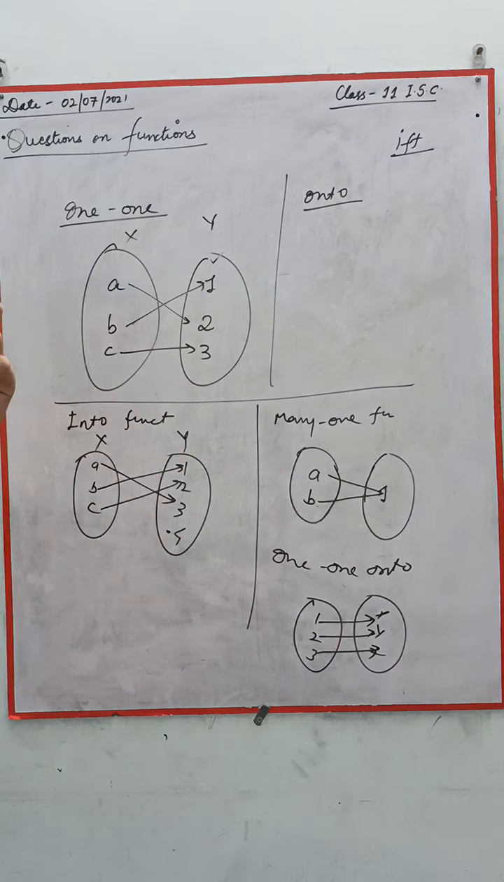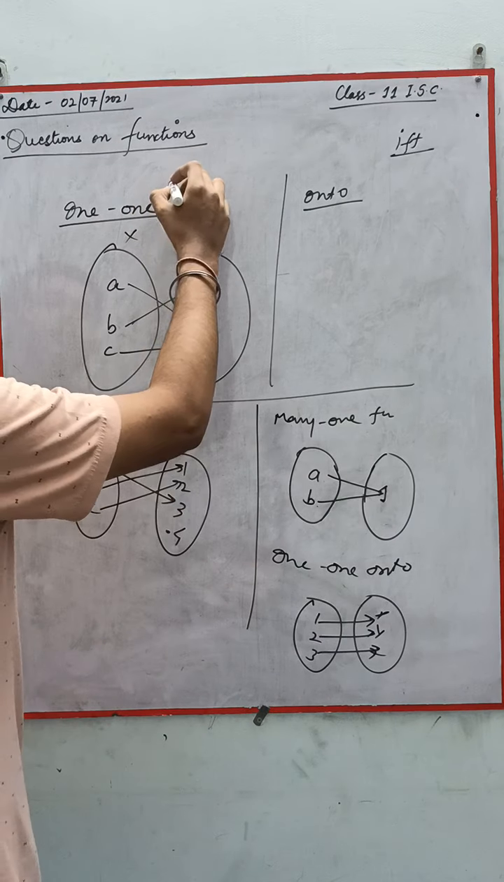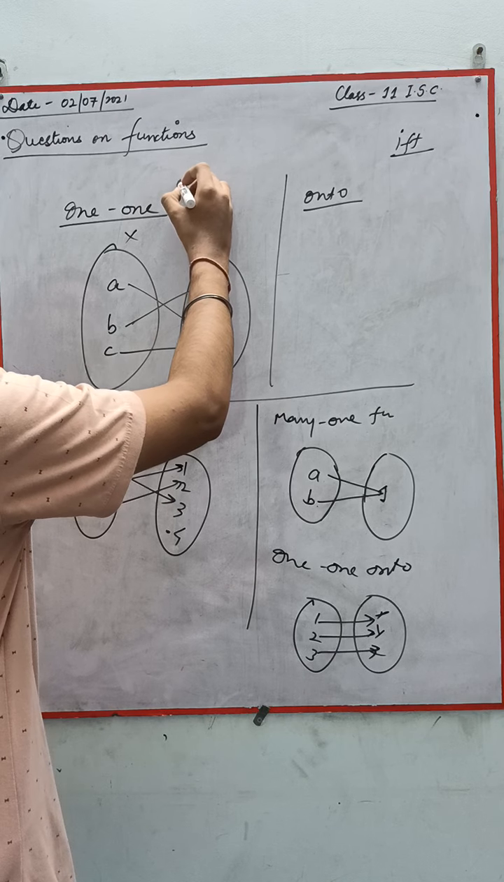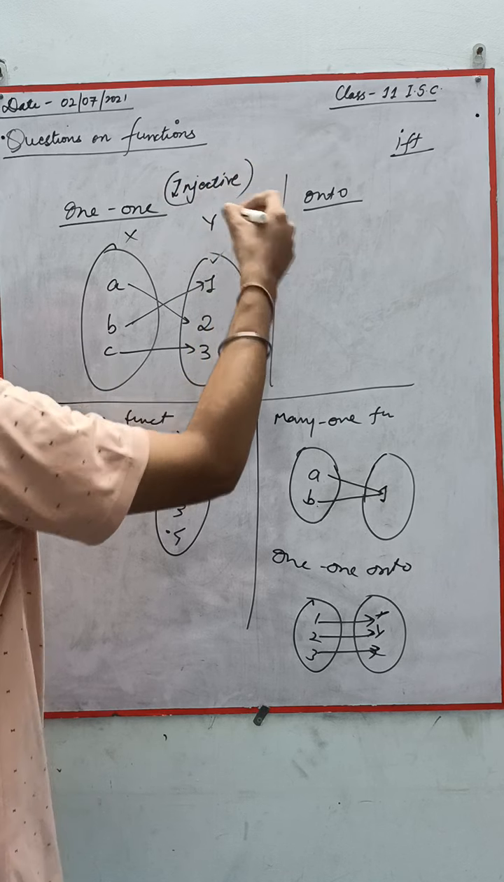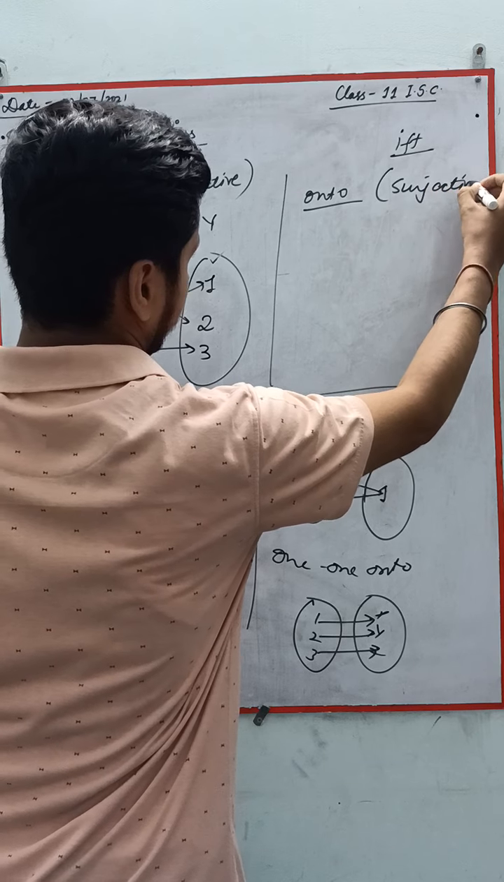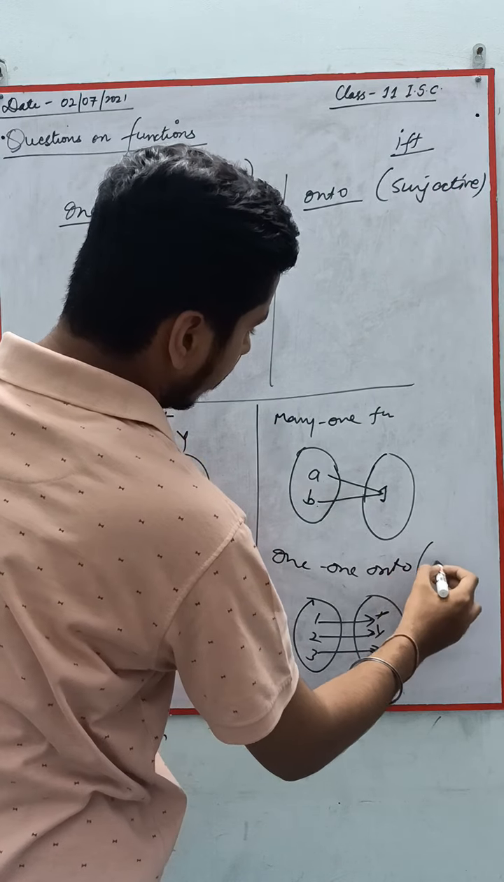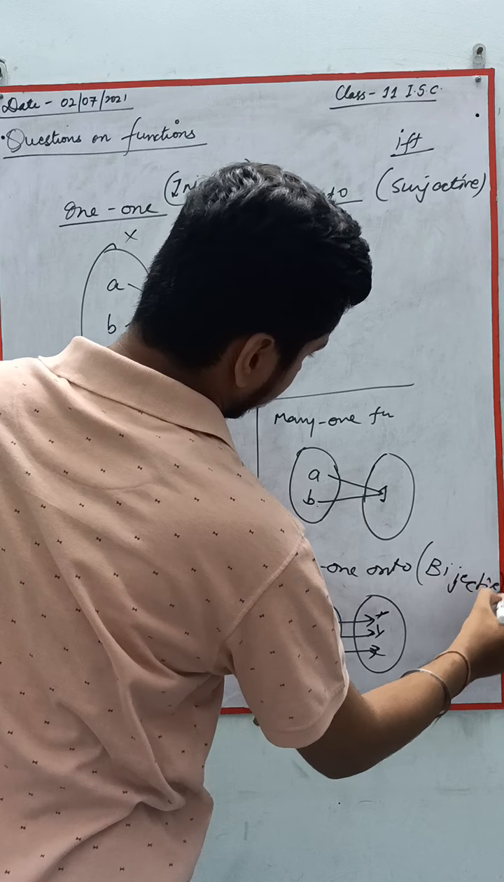Please understand here, you can write there. Now they have one more name: one-one is called injective, onto is called surjective, and one-one onto is called bijective. You have to remember the names.